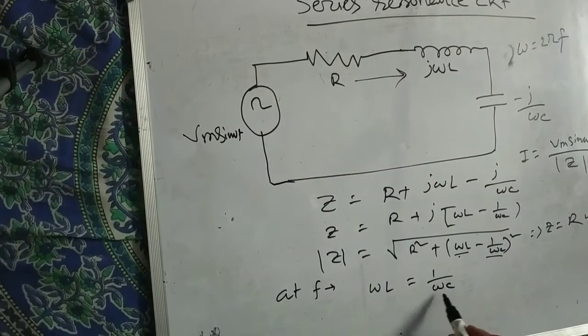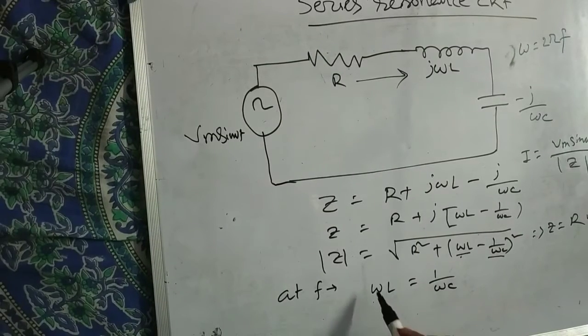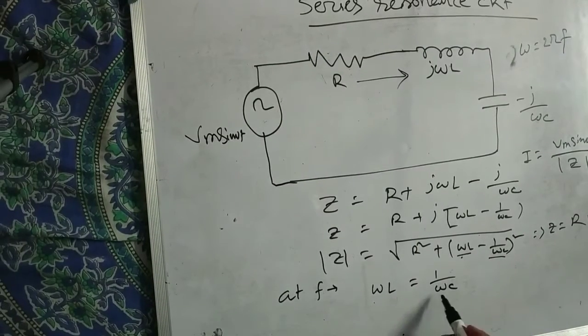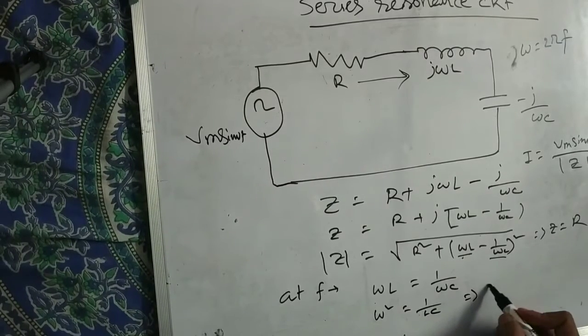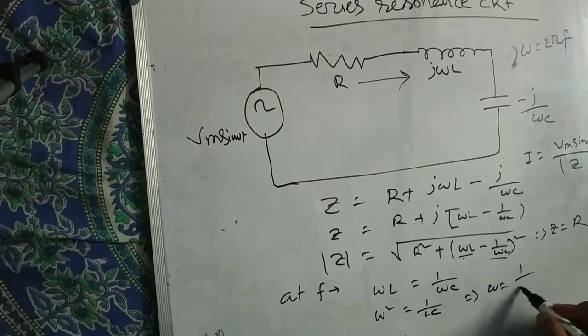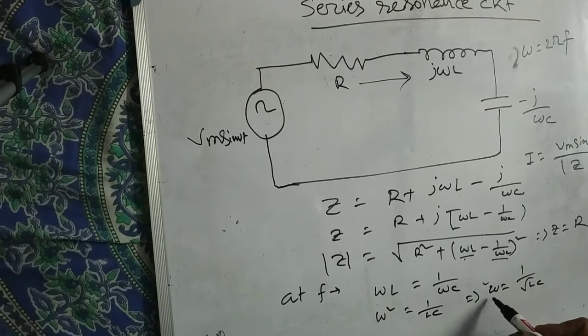So the condition for this resonance is omega L equal to 1 by omega C, the impedance magnitudes will be the same. So omega square equal to 1 by LC. So omega equal to 1 by root over LC. This omega value is called resonance frequency.